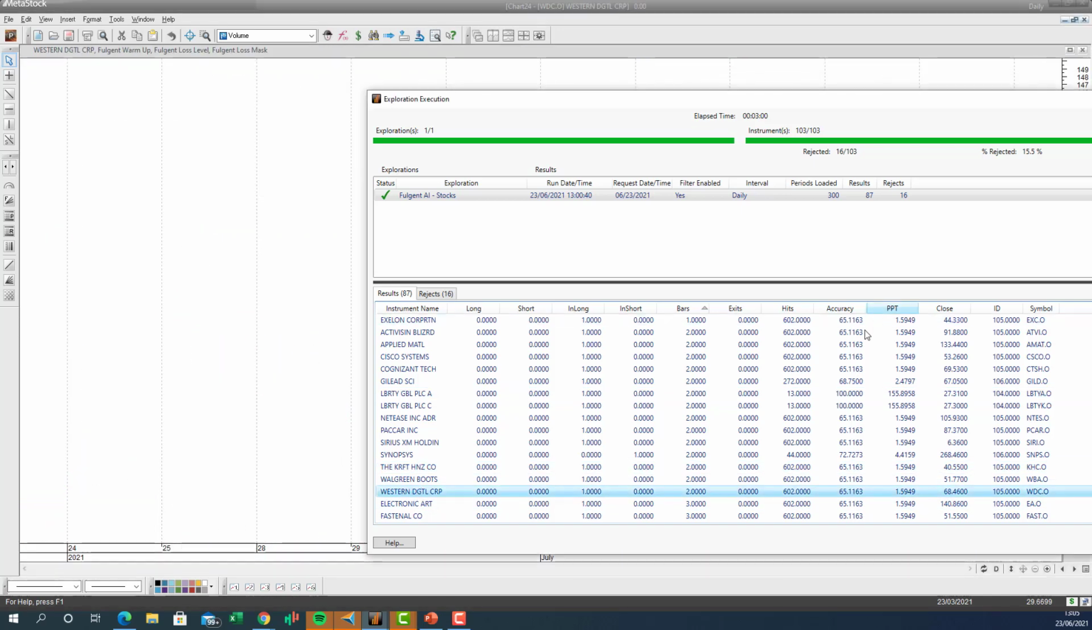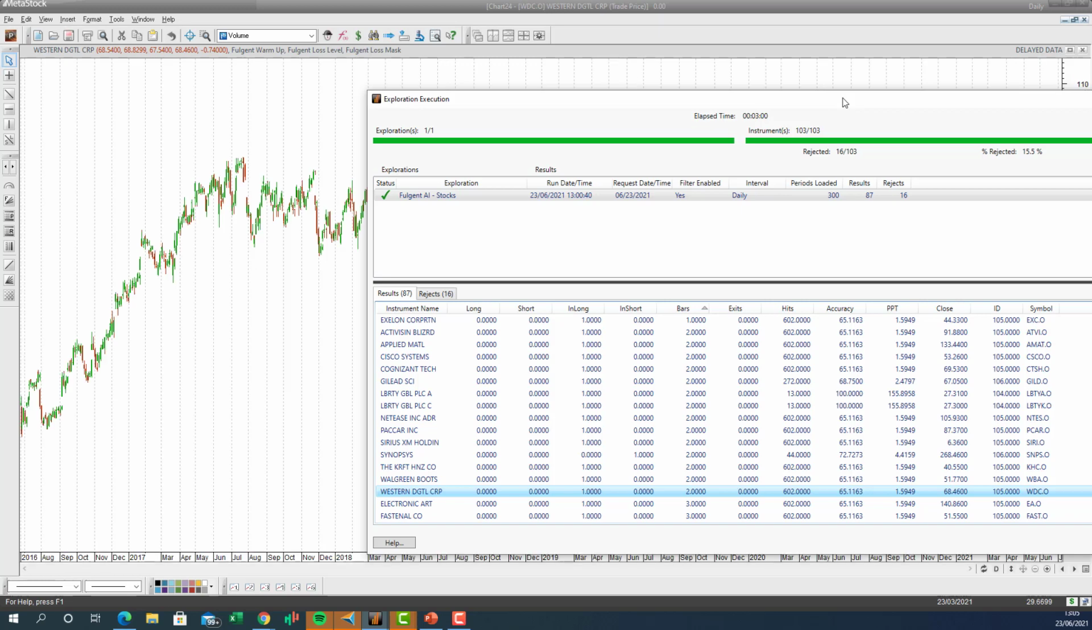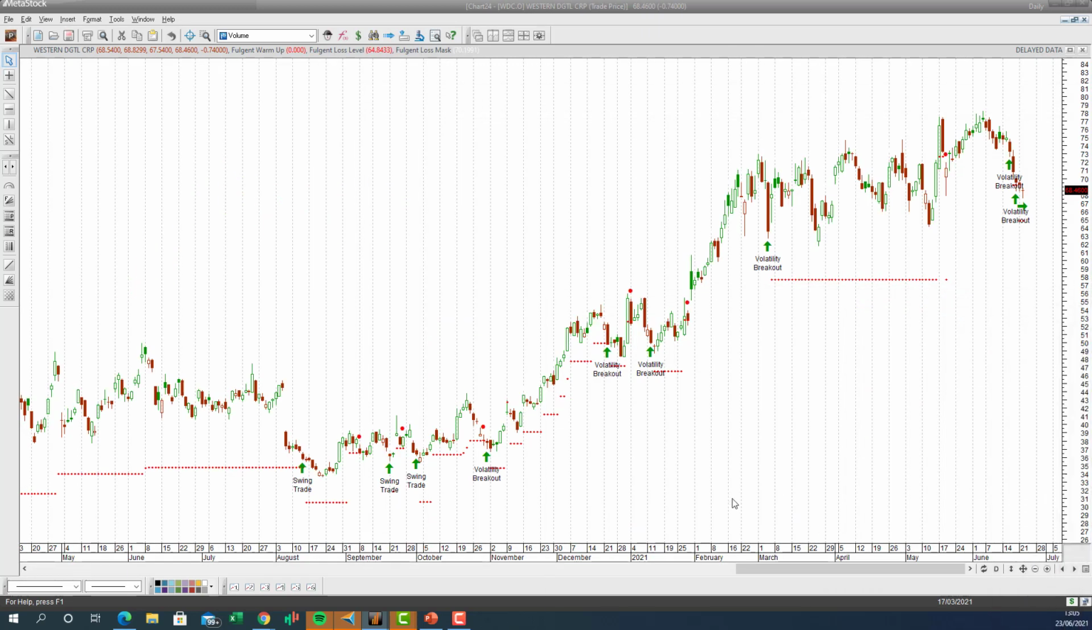Western Digital, we'll see how that one pans out. Oh, fantastic. August, September, October, lots of buy signals. Traded the run up, another volatility breakout, huge volatility breakout. So this is the last big move up. So we'll see if we get a follow through on that one.